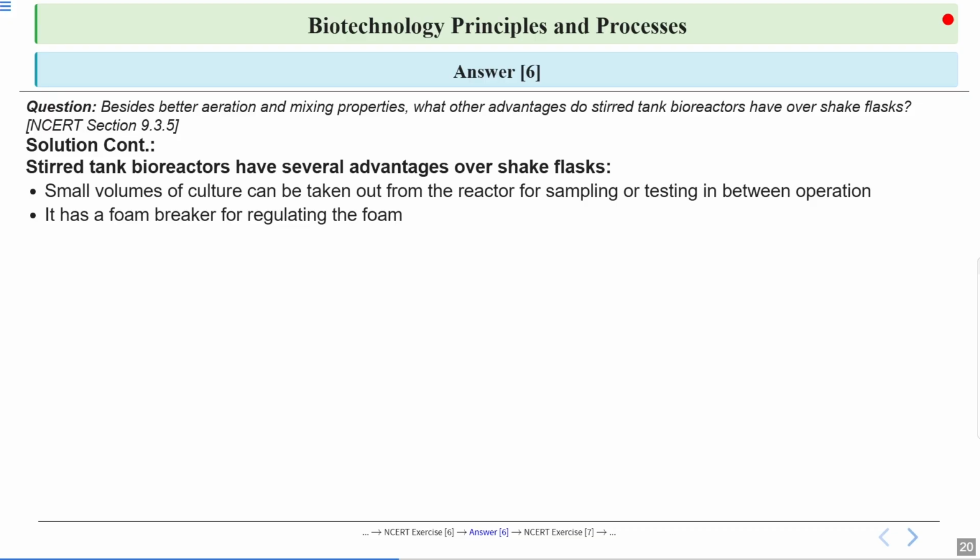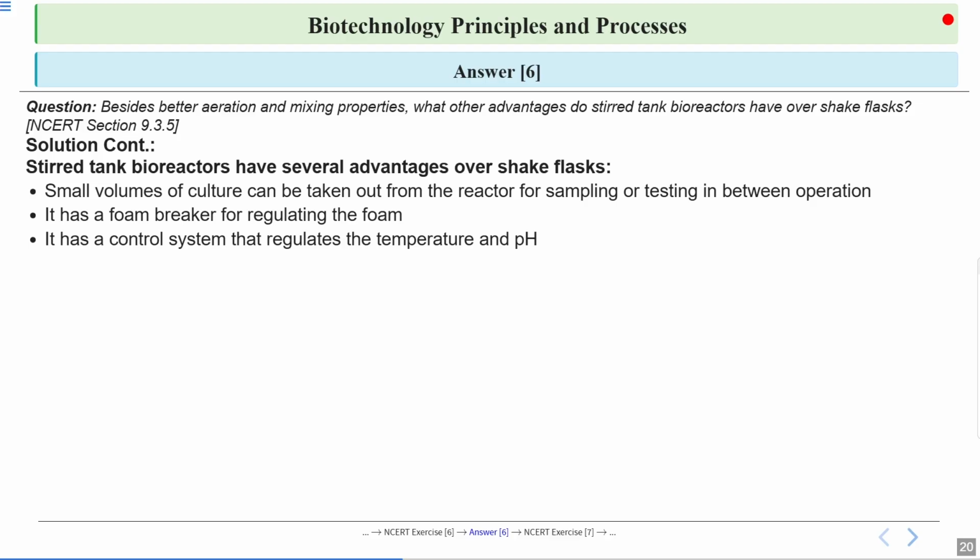It has a foam breaker for regulating the foam. So it produces foam, and inside that machine there is a foam breaker. So it has a control system that regulates the temperature and pH. Yes. The bioreactor, as it is used for the larger scale, has the control system. Control for what? Control for the temperature, control for the pH. And by using this control on the temperature and pH, you can increase the product.